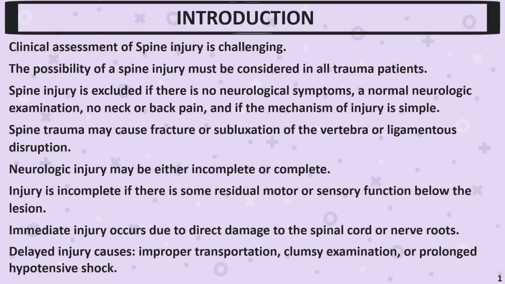If a complete neurologic deficit persists 24 hours after the injury, there is a very low probability of return of function in the affected region. Neurologic injury from a spine trauma may occur immediately or in a delayed fashion. Immediate injury occurs due to direct damage to the spinal cord or nerve roots at the time of injury. Delayed neurologic injury may occur during transportation, during examination of an improperly immobilized patient, or due to a prolonged hypotensive stroke.